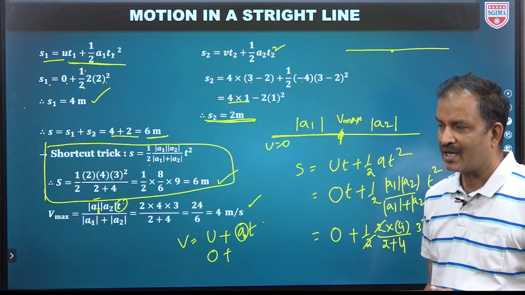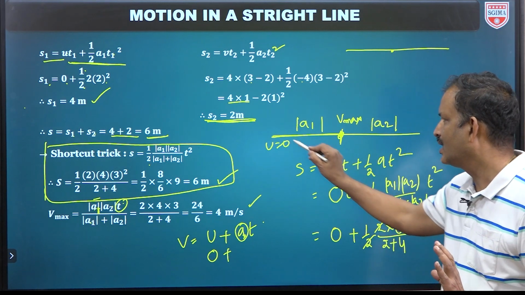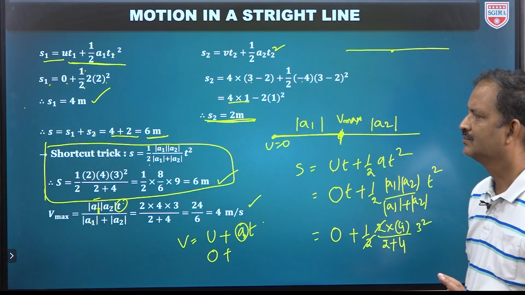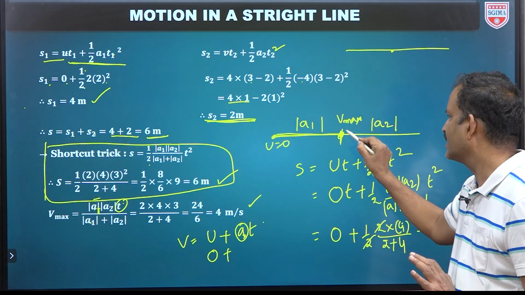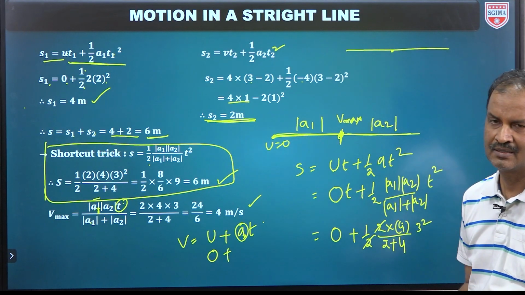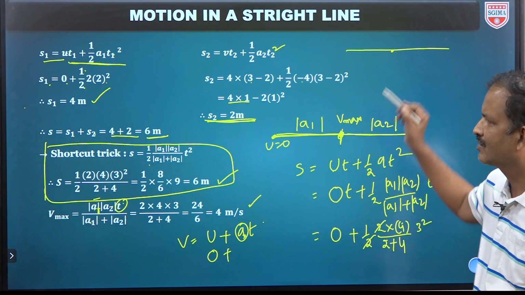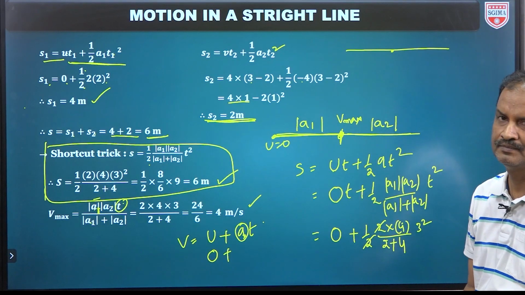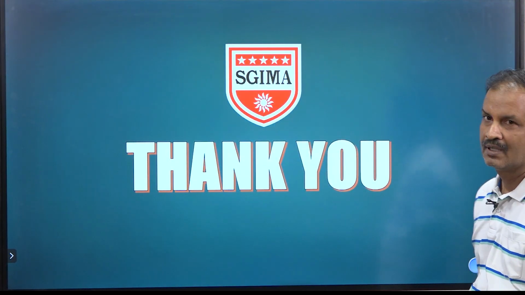So, this formula is applicable. These shortcut tricks are applicable only if it starts from rest, and first acceleration, next immediately retardation. Then only can we write that. Otherwise, you have to follow the full problem. Thank you.